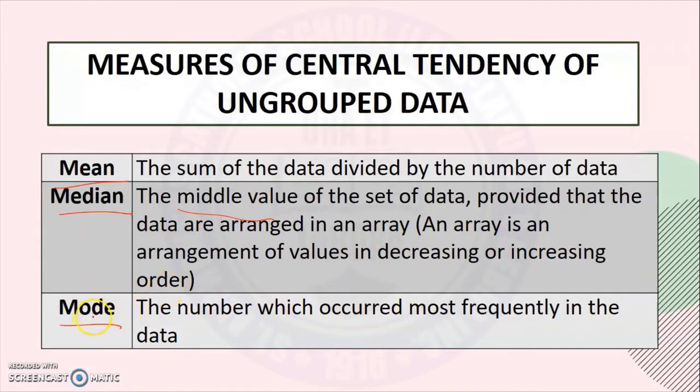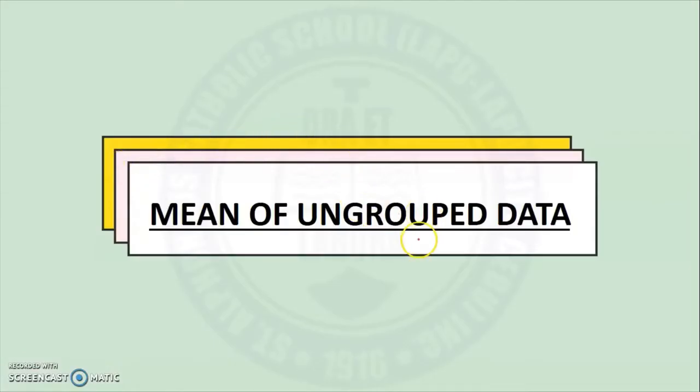And the last one is mode. The mode is the number which occurred most frequently in the data. So now let's discuss how to find the mean of ungrouped data.